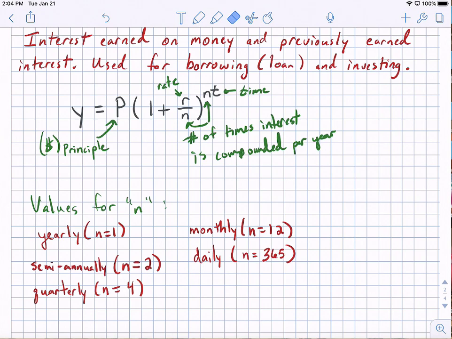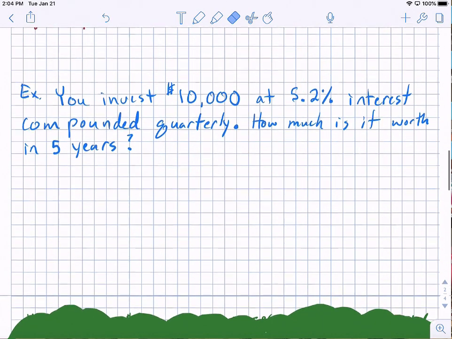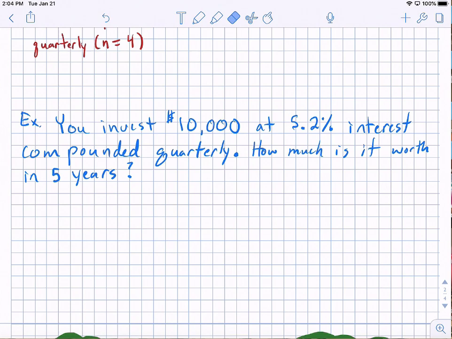Okay, so those would be the different possibilities of how interest is compounded. Okay, monthly and daily aren't very common. Yearly, semi-annual, quarterly, those are the more commonly used types of ones. But any one of those could be a possibility. So let's look at a problem. Okay, and again, it's got to be a word problem here. So you invest $10,000 at 5.2% interest compounded quarterly. How much is this worth in 5 years?